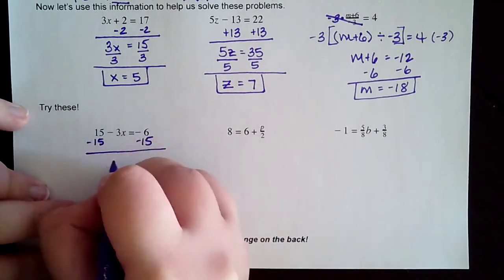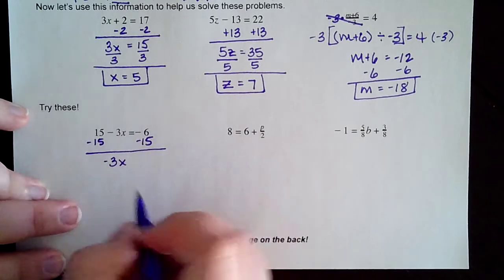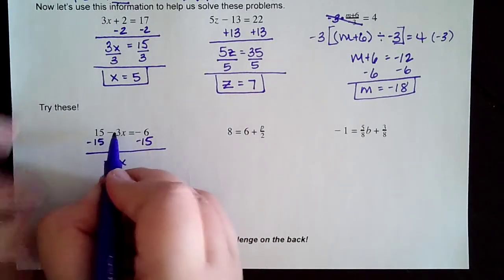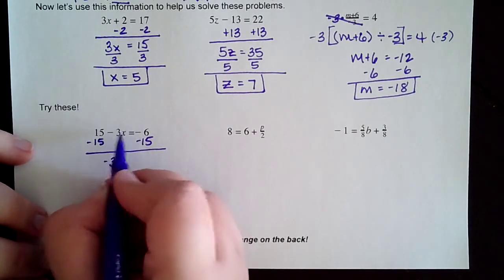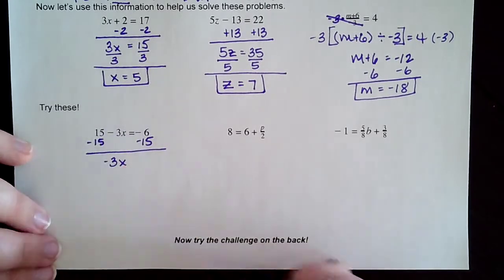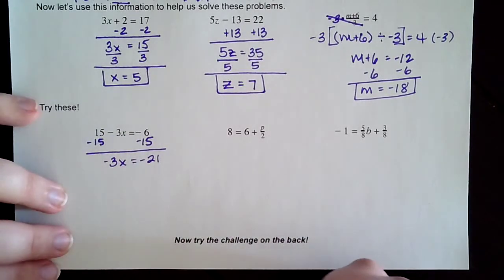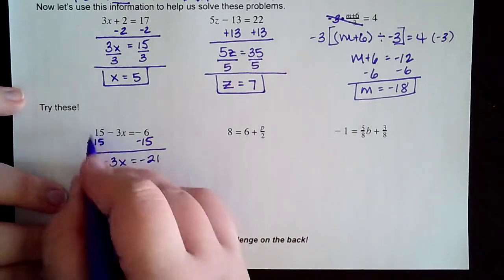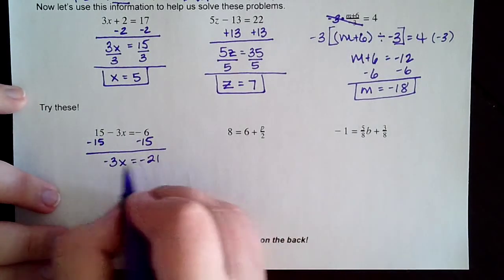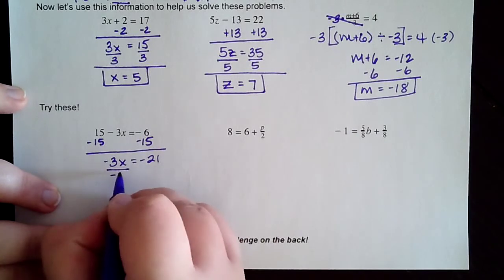That cancels on the left, so I'm left with negative 3x. Notice the negative didn't go anywhere. It's attached to the 3. It's not attached to the 15. Equals negative 21. Now that I have that addition subtraction taken care of, I'm going to use my division.